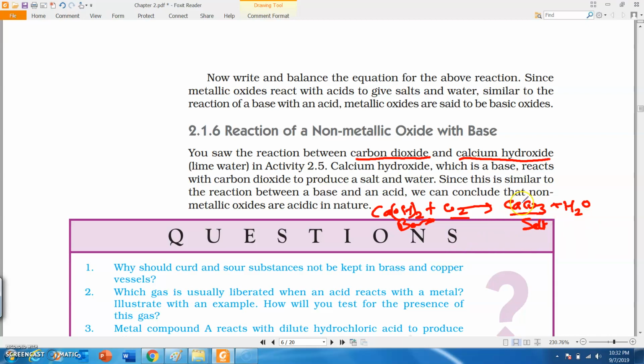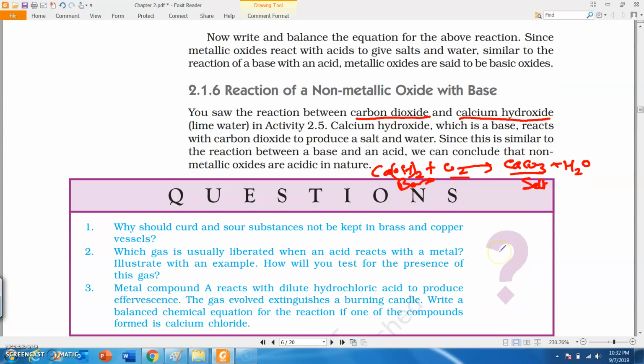This means this reaction is similar to the reaction between base and acid. Again, when acid reacts with base, salt and water are formed. In the same way, when non-metallic oxide reacts with base, salt and water are formed.